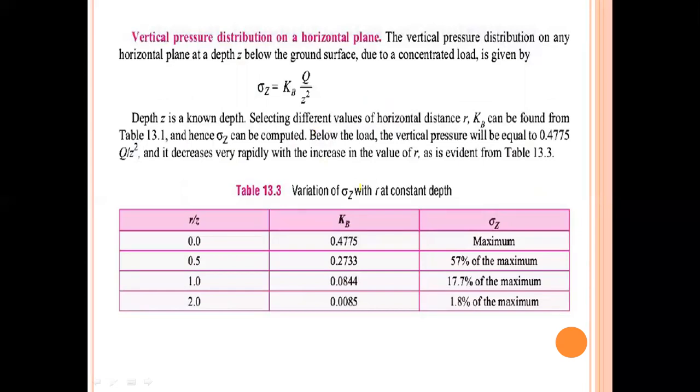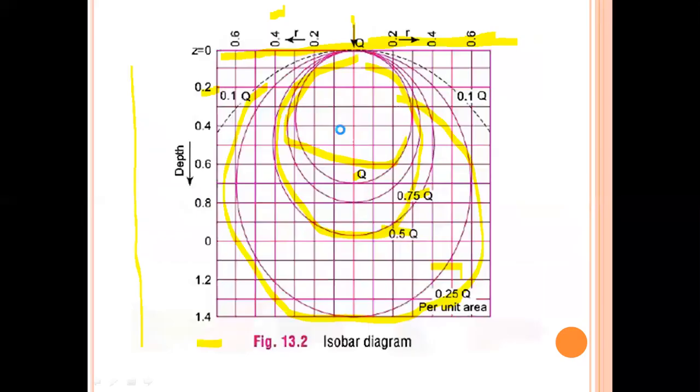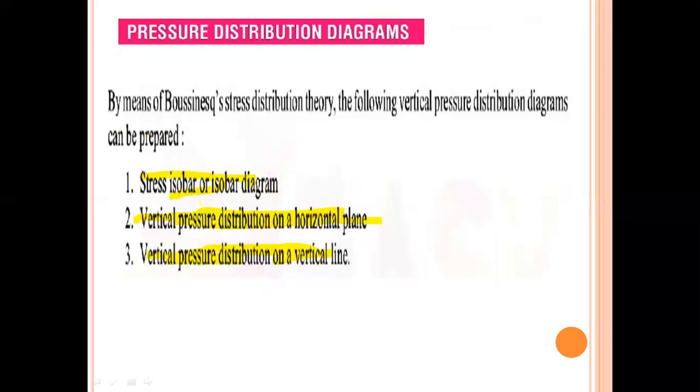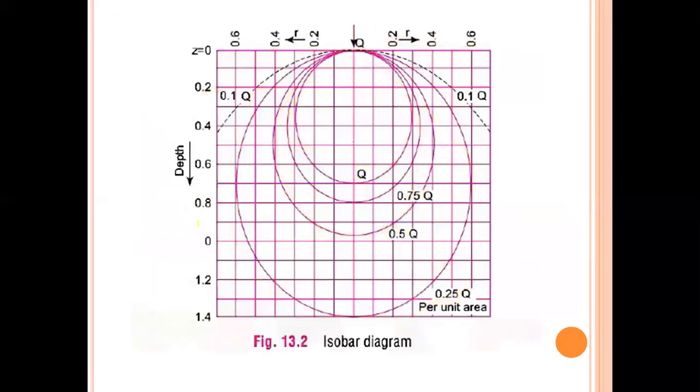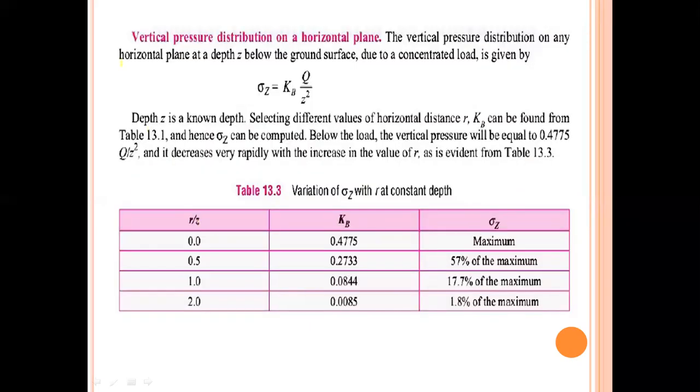Next, the second one is the vertical pressure distribution on a horizontal plane. The first one was the isobar, the stress isobar diagram. Vertical pressure means the load Q.